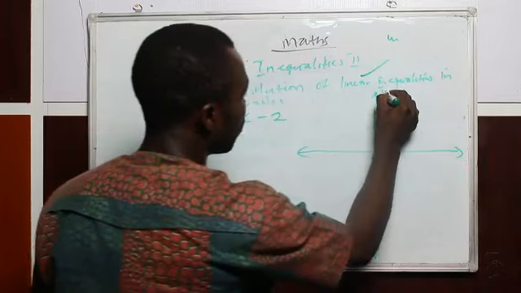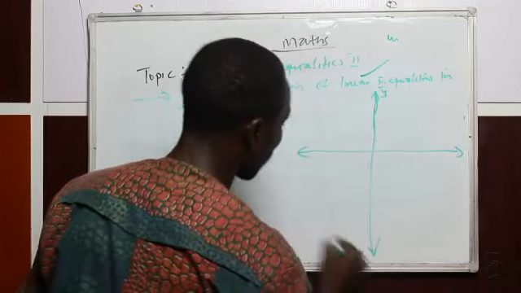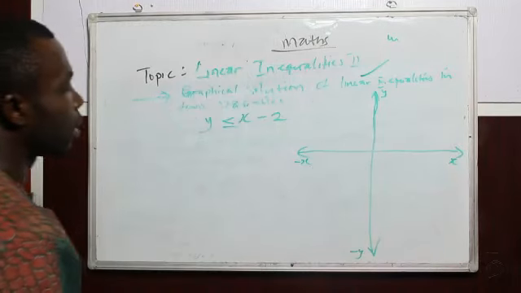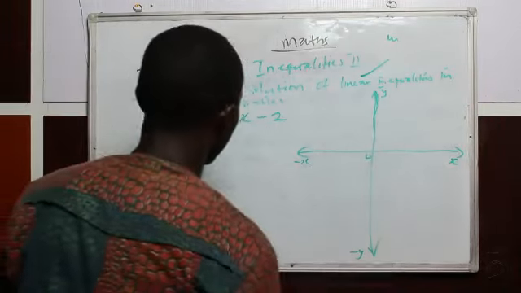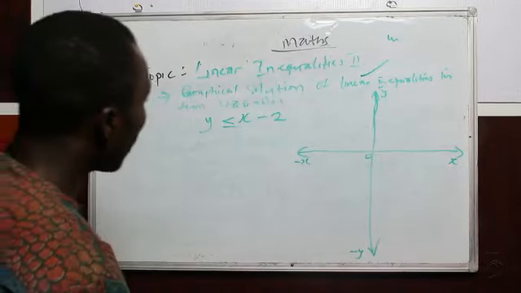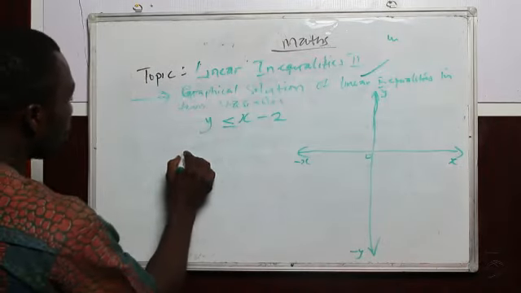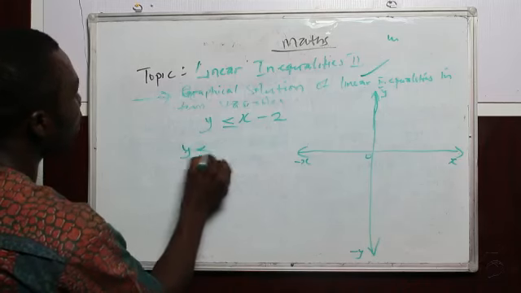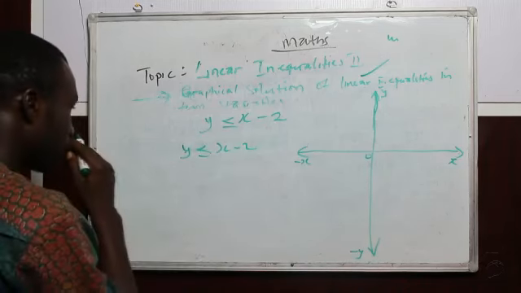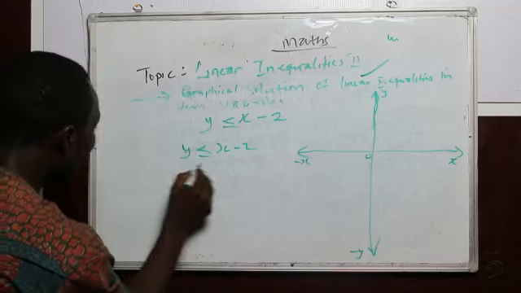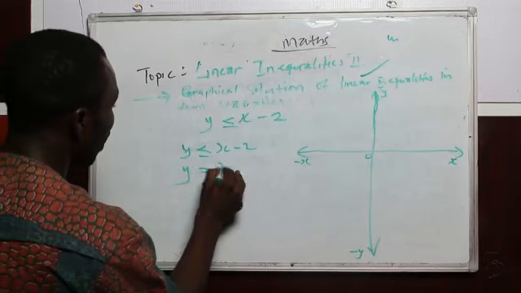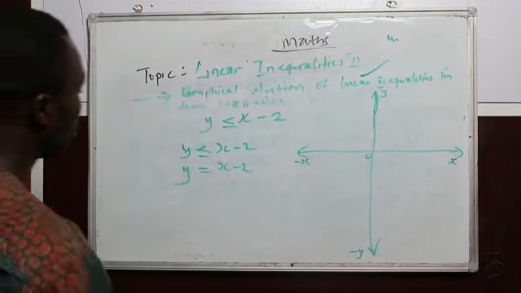Therefore, we name this place to be y-axis. This place is minus y. This place is minus x. This place is x-axis. Now, you start from 0 here. Now, this is where we resolve our answer into. Then, we now make it to be y is less than or equal to x minus 2. Using graphical method, we are going to use y is equal to x minus 2.